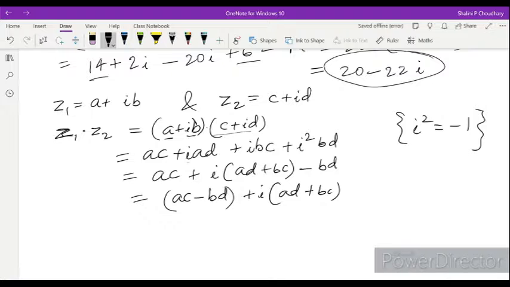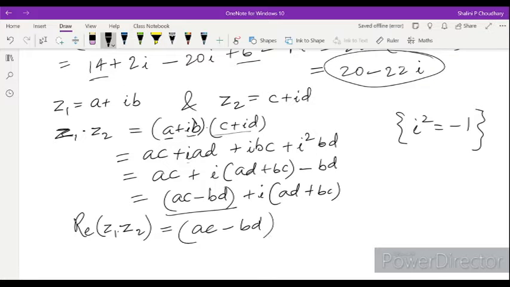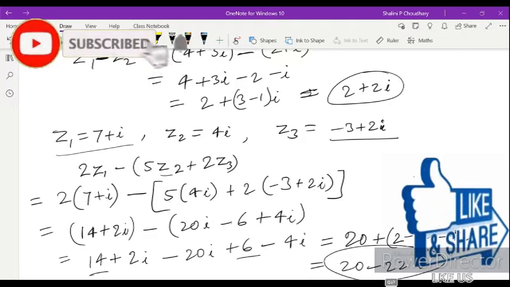So what will be the real part of z1 z2? That will be equal to this one, ac minus bd. And what will be the imaginary part of z1 into z2? That will be ad plus bc. I hope you understood the concept. I hope you understood the sums.